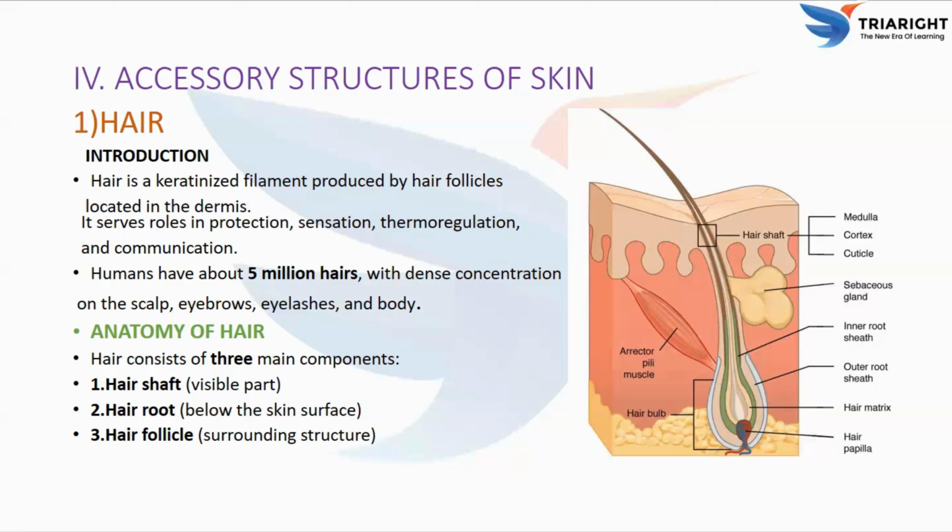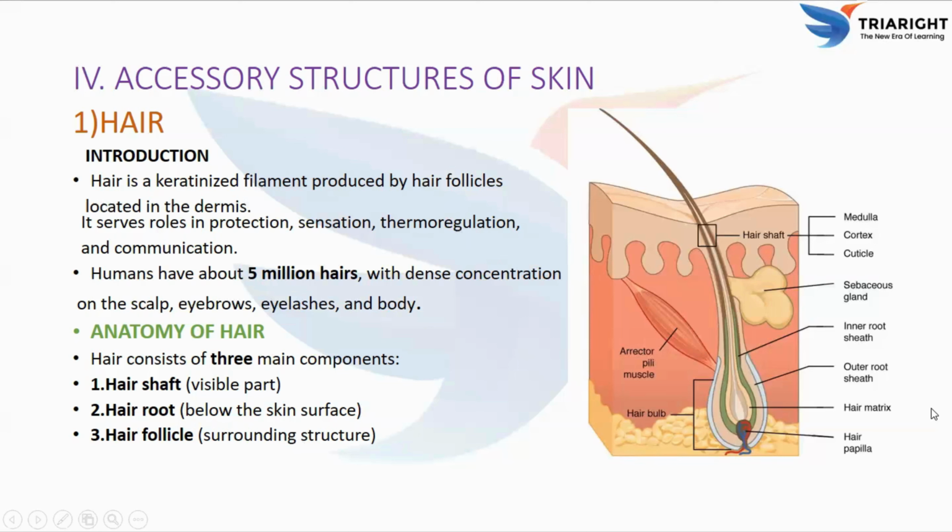Hair has three major structural parts. What are those? Hair shaft, hair root, and hair follicle. The hair shaft is the visible part of the hair above the skin surface. It is made of completely dead keratinized cells. Hair color depends on the type and amount of melanin in the cortex. The second part is the hair root. The part of the hair below the skin surface is the hair root, which extends down into the dermis.